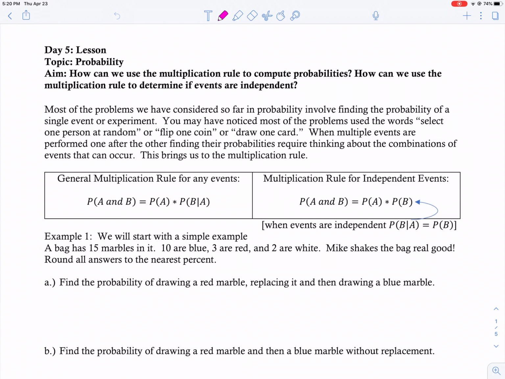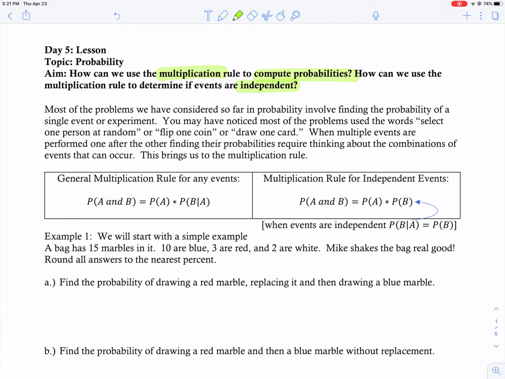Hi everyone, we are back with lesson 5, and this should be pretty much your last new lesson on probability. Today we're talking about the multiplication rule and computing probabilities, and how we are going to use the multiplication rule to figure out if events are independent. Everything we've seen so far has been flipping one coin, picking one person, drawing one card. And that's going to bring us to multiple events today.